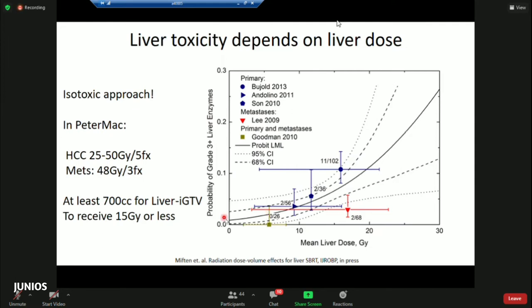So another key term here is the isotoxic approach. We want to bump up the prescription as high as we can, as long as the liver is safe. For HCC, the prescription is 25 Gy in 5 fractions, if there are any surrounding areas or the lesion itself is very large. It can be beneficial when there is no other surgical option or other TACE or radio options.